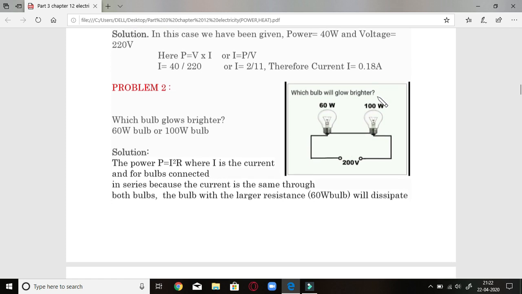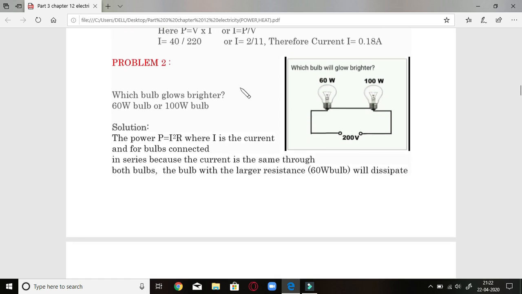Let us see problem number 2. Which bulb glows brighter, a 60 watt bulb or a 100 watt bulb? If you look at the diagram, two bulbs are there, 60 watt and 100 watt. They are connected in series, in a line, but their voltage is the same, that is 220 volt. So which will glow brighter?